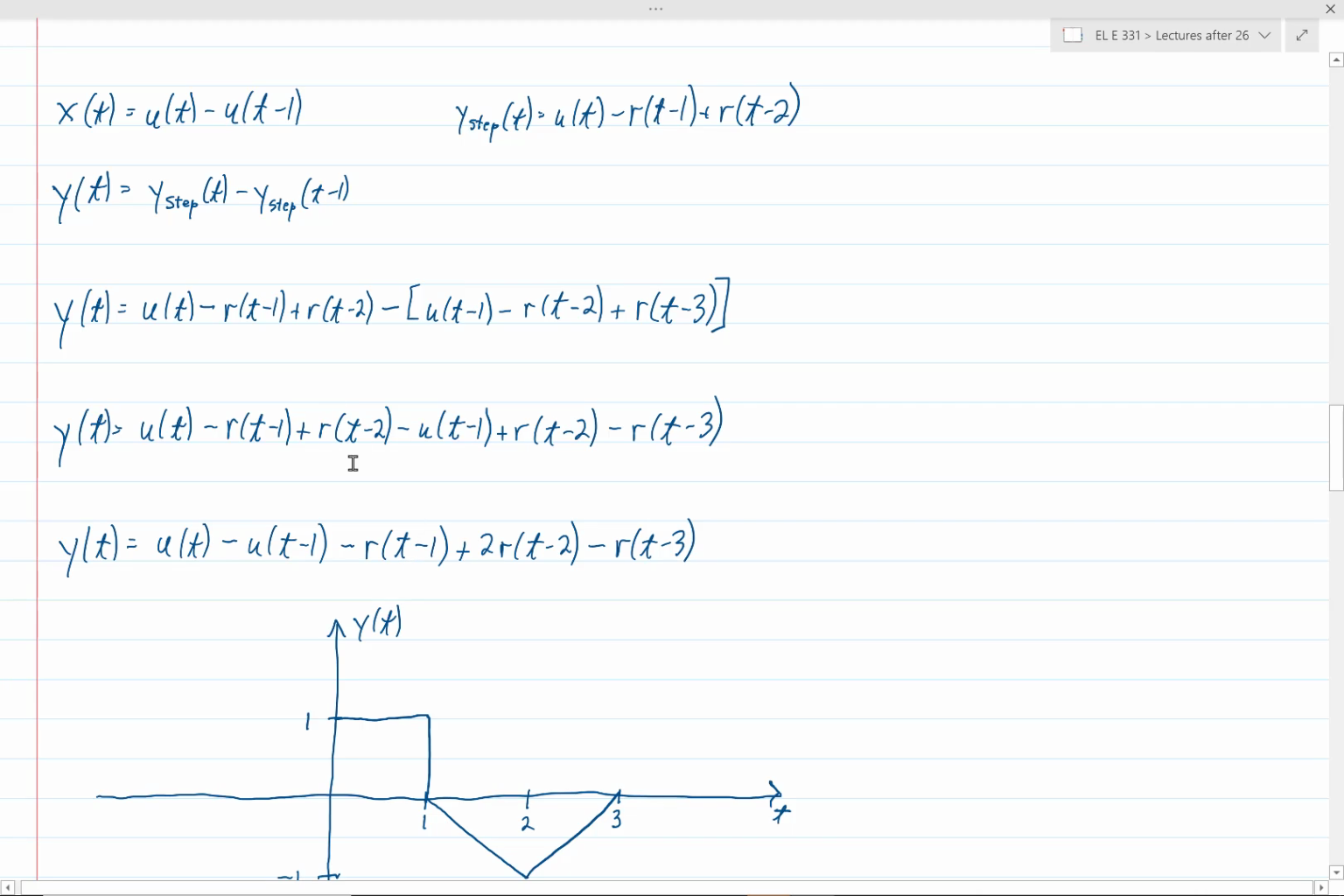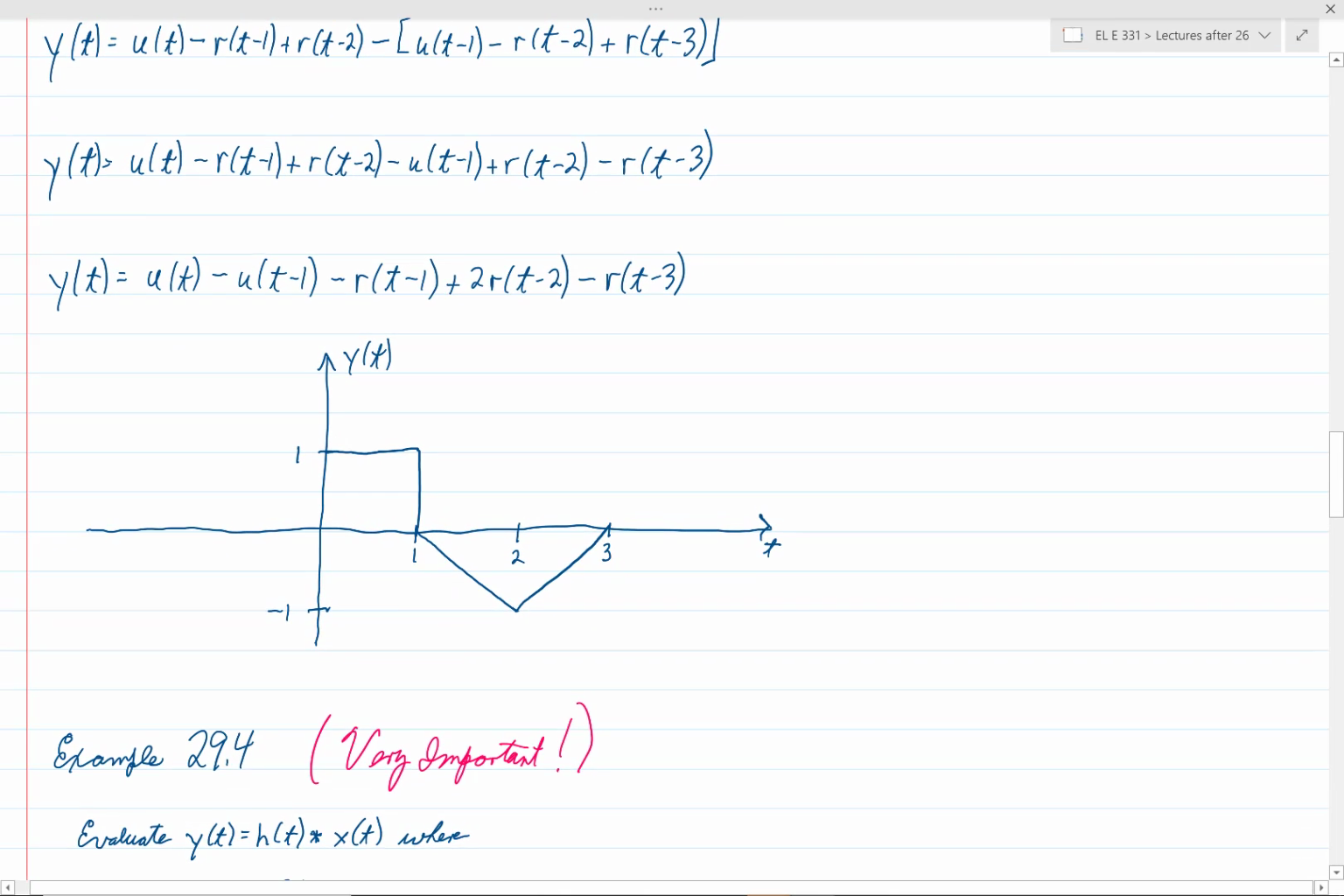And then notice that this r of t minus 2 combines with this r of t minus 2 to give 2r of t minus 2. And then finally, the minus r of t minus 3 comes down like this.